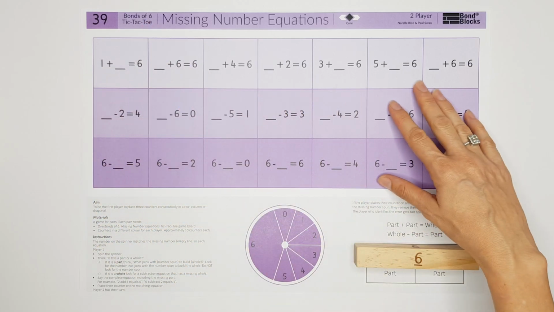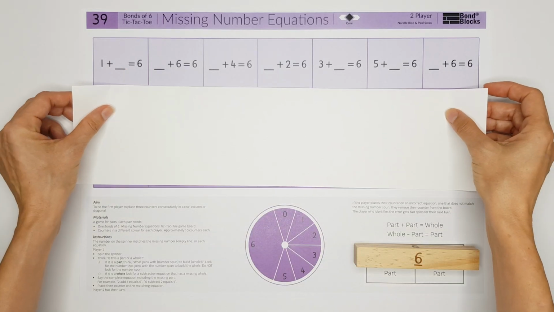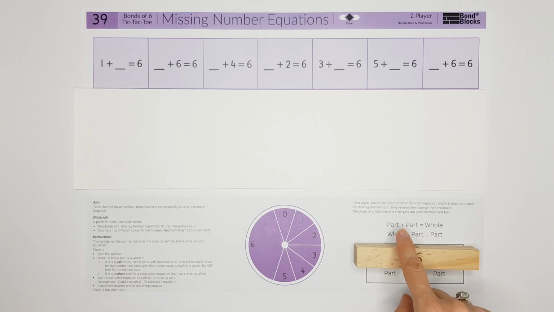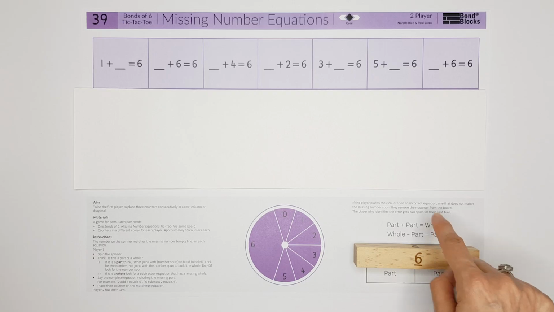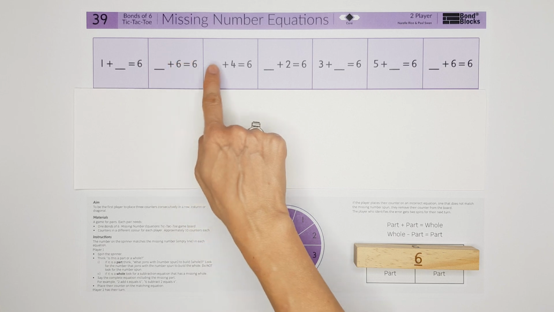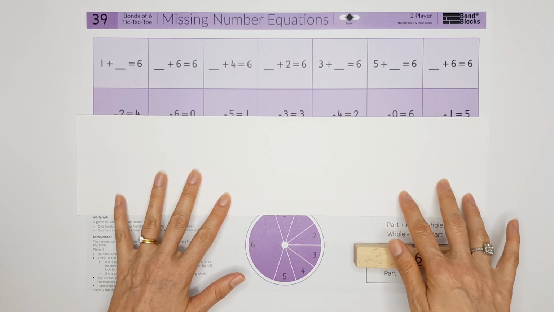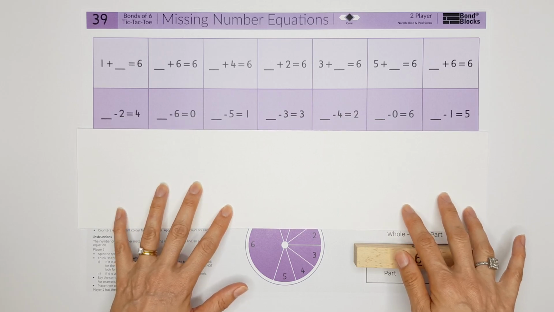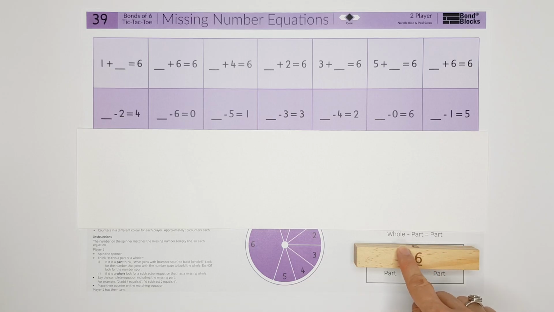If you look at the equations, you'll notice this top row are all addition. When we add, we say part, add, part equals whole. Each of these equations is missing one of the parts. When we look at the next row, they are all subtraction equations. And when we do subtraction, we say whole subtract part equals part.